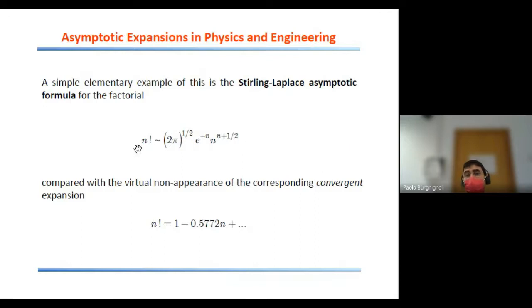However, the factorial would have in principle also a representation in terms of a convergent expansion whose first two terms are here listed, 1 minus 0.5772 times n plus all the other terms proportional to n squared and cube and so on. However, this latter convergent expansion is virtually non-existent in the scientific literature, whereas the Stirling asymptotic formula, which is actually the first term of a divergent representation, is widely used.